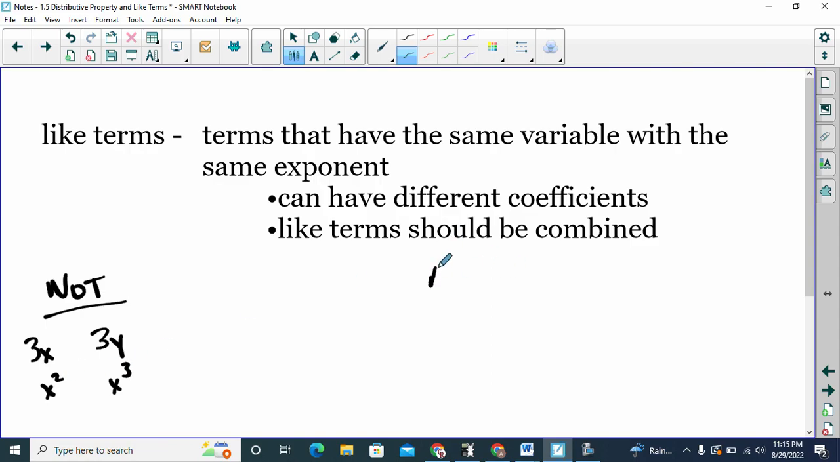These are like terms. 5a and 6a. They're both a. It's okay that the number's different. The coefficients are different. That's okay. X squared and 7x squared. X to the second. Numbers are different. That's fine. This one is the same as 1x squared.